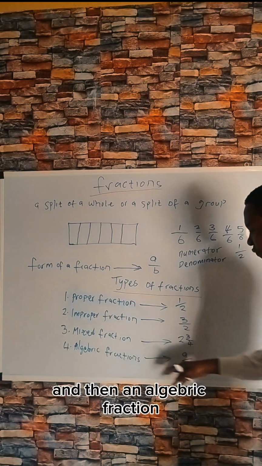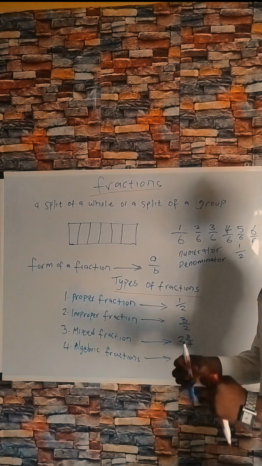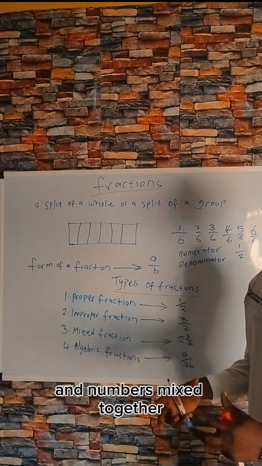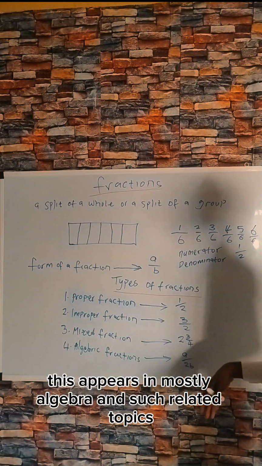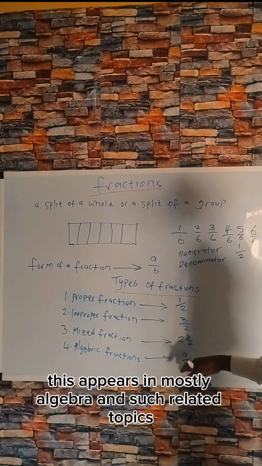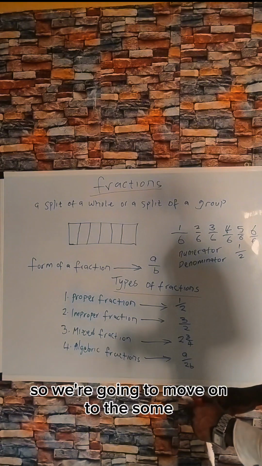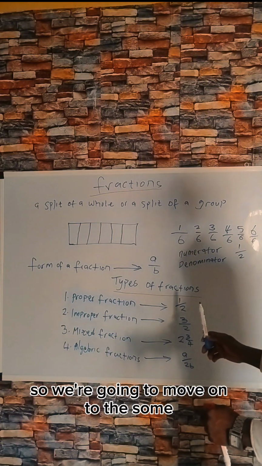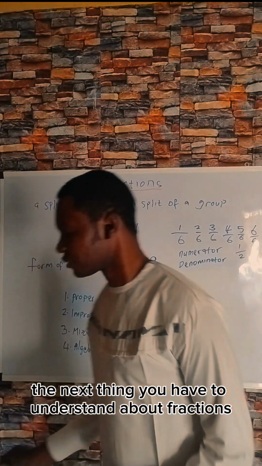And then an algebraic fraction is any fraction that has alphabet and numbers mixed together. It is called an algebraic fraction. So this appears in mostly algebra and such related topics. You will get them there. So we're going to move on to the next thing you have to understand about fractions.